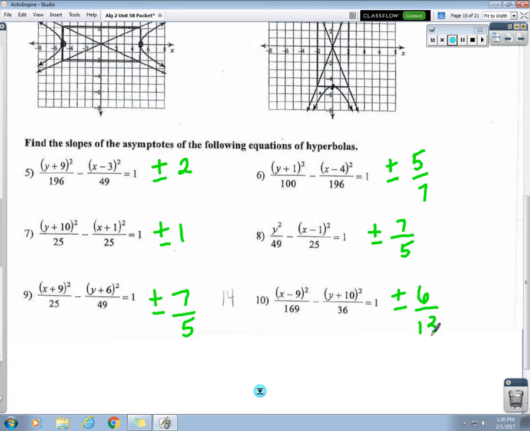So, are there any questions? Nobody is confused about any of them. You just always have to remember the number that was below the y goes on top, the number that was below the x goes on bottom. For hyperbolas, A is always on the left, B is always on the right.